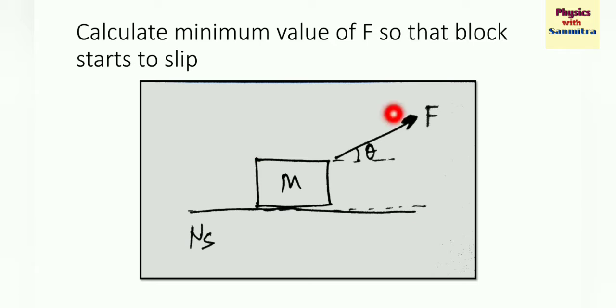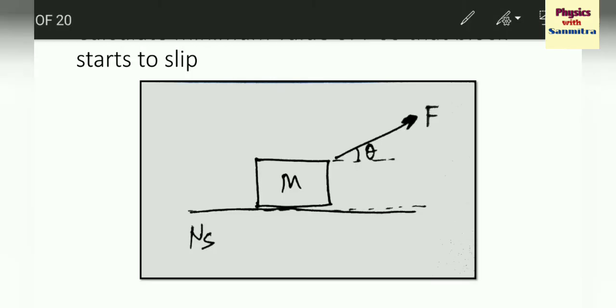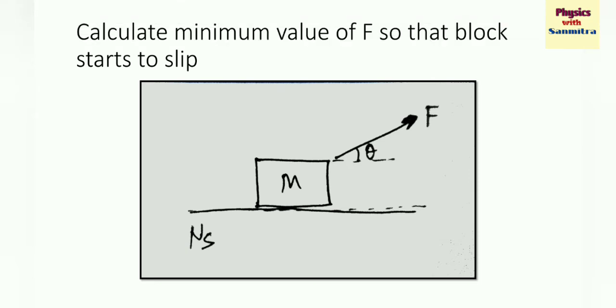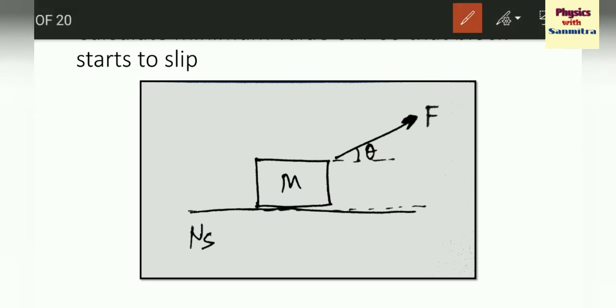So we are applying a force that is acting with an angle theta with respect to the horizontal. Now we are asked to find the minimum value of F so that the block starts to slip. First, let's understand what this problem is all about. Why the minimum value of F, and what role will this angle play?